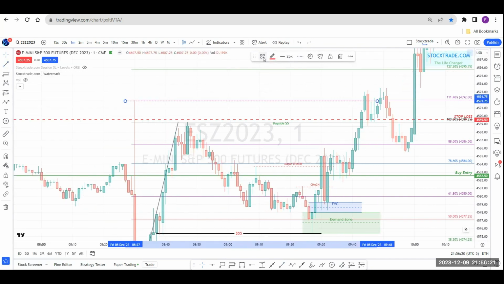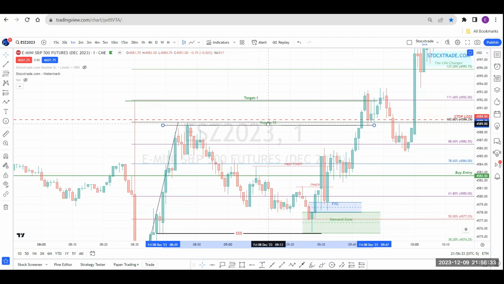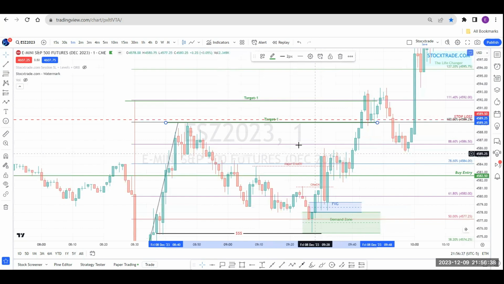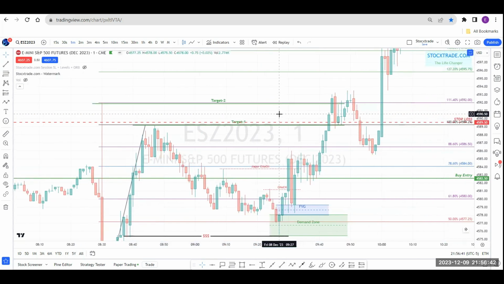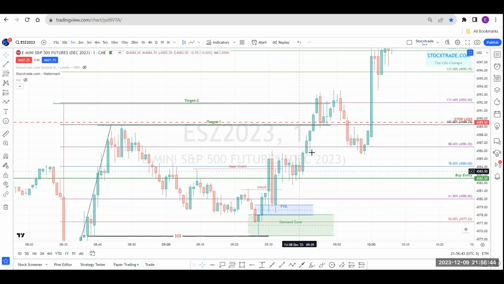Just take the profit over the liquidity. That should be your first target, because this is your major liquidity. So you can take the first profit here, and your target 2 can be here. But at the market opening bell, you have more momentum, so there are more chances your extreme liquidity will fill.